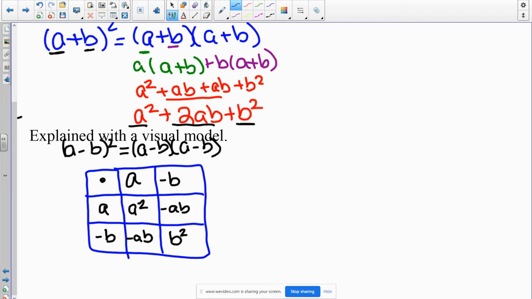So notice again, we get a squared, just like we do above there. If we combine these two middle terms, you have negative ab and a negative ab. That means you have 2 of those. And then you have your b squared again.